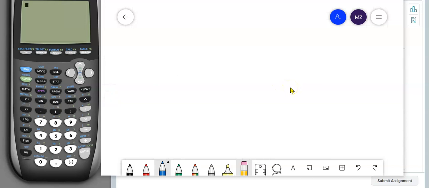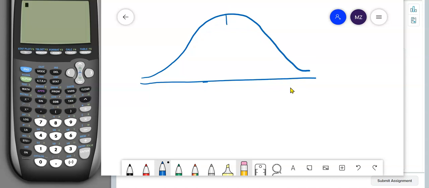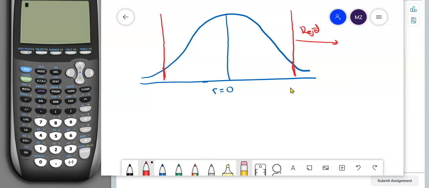So usually on a regression, which for your case, all right, we always have this normal distribution, right? So this is 0 actually. So this is R equals 0, and we have two cutoffs. Usually this is a cutoff, right? And these cutoffs here define the reject zone. And this is as well a reject zone.